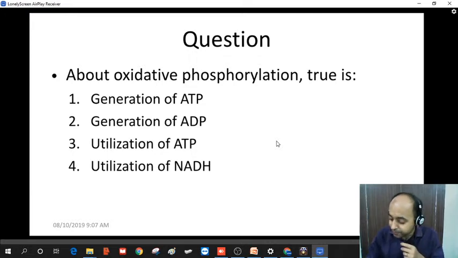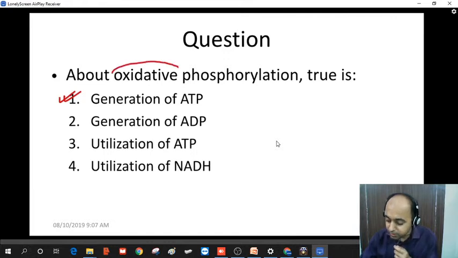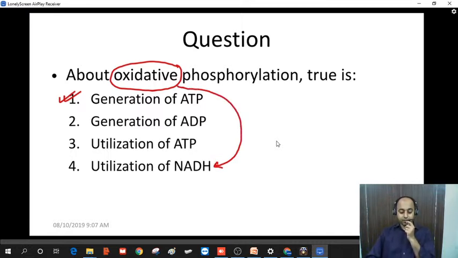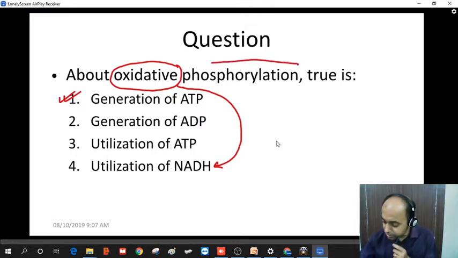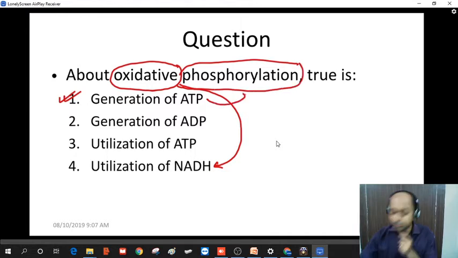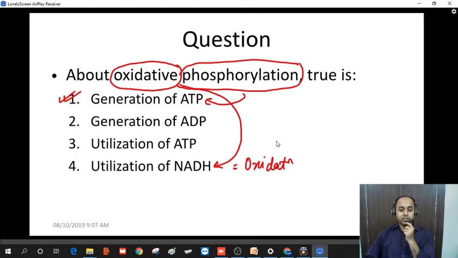The answer to this question is generation of ATP. The oxidative part is utilization of NADH. The phosphorylation part is generation of ATP. So until and unless ATP is generated, the whole process is not completed. Utilization of NADH is only oxidation. It is not oxidative phosphorylation.